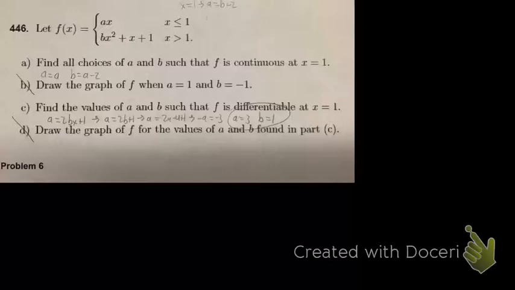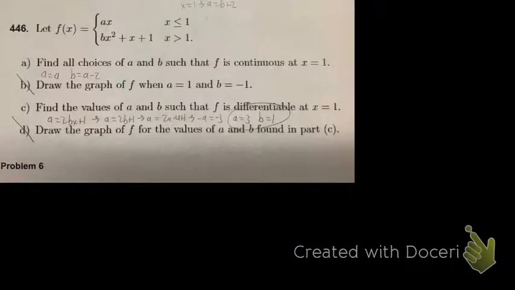Really quick. So if I'm looking at this problem, I'm going to have to take care of part A first. It says find all of the choices of A and B such that f is continuous at x equals 1. Well, if f is continuous at x equals 1, I know we have a quick way we can do this, right? But I'm really going to show the big idea behind it.